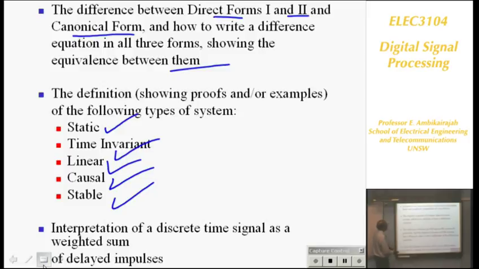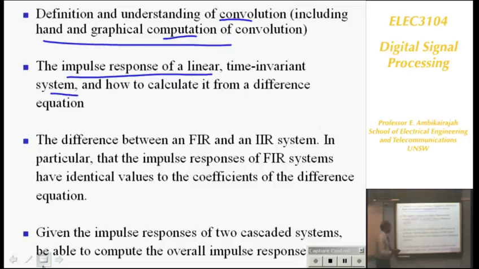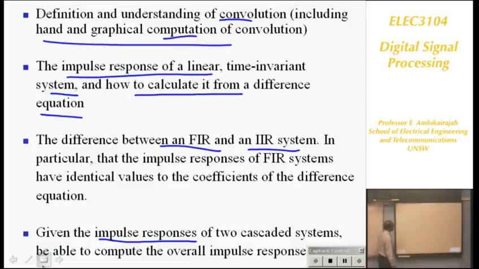Once you are done, you need to understand convolution. How do you convolve two signals if you are given them? Then the impulse response of a time invariant system, and how to calculate the impulse response from a difference equation. What's the difference between an FIR and IIR system? You need to know. Then given the impulse responses of two cascaded systems, compute the overall impulse response. I gave you two equations and you need to compute the overall difference equation.